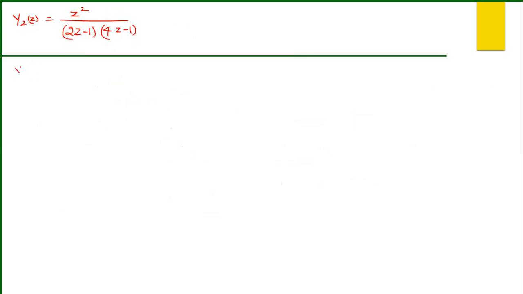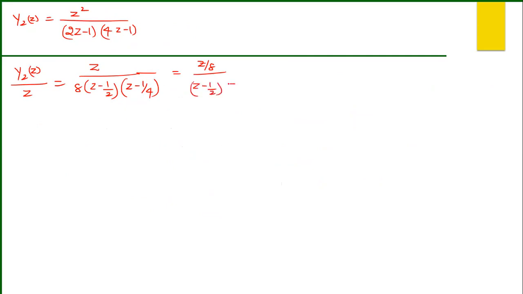Now here also, y2 of z by z, you take this side. 1 by z, if you take in 1 by z it will be there. So 8, you take z minus 1 by 2 into z minus 1 by 4. Now z by 8 in the numerator, z by 8. What is the denominator? z minus 1 by 2 into z minus 1 by 4 is equal to a by z minus 1 by 2 plus b by z minus 1 by 4.